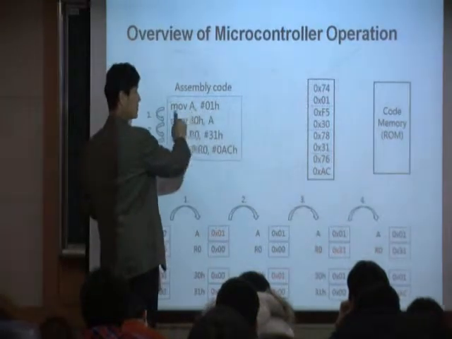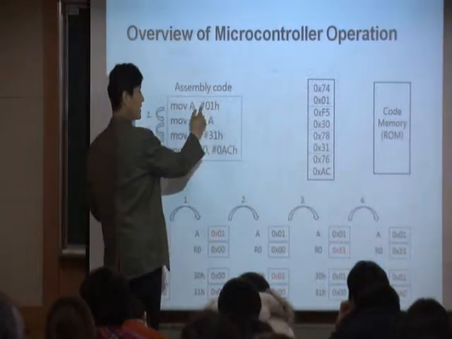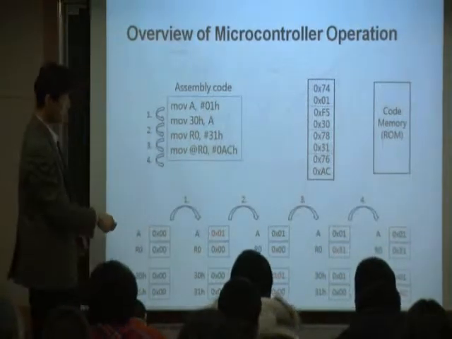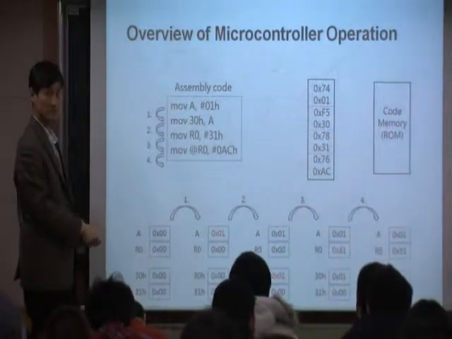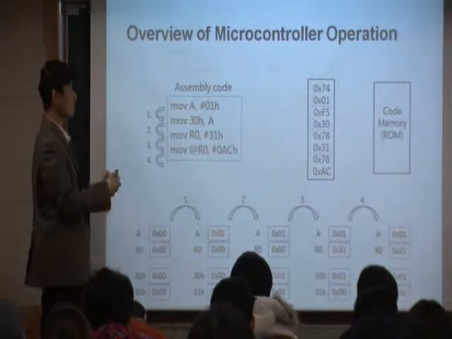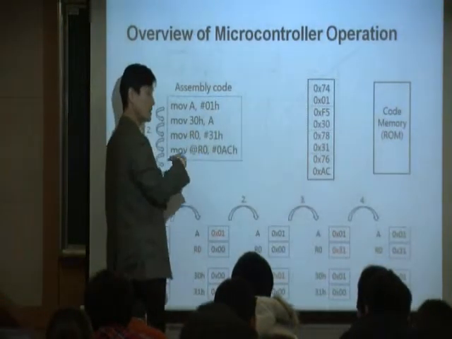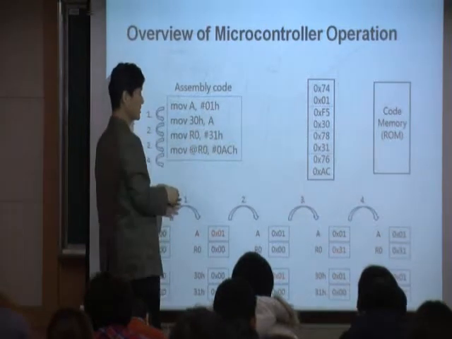Okay, so if you execute this one, then it's the same as you copy this value into A. So the result is going to be like this. Now we execute the second instruction. Again, we fetch it, decode and execute this second instruction.